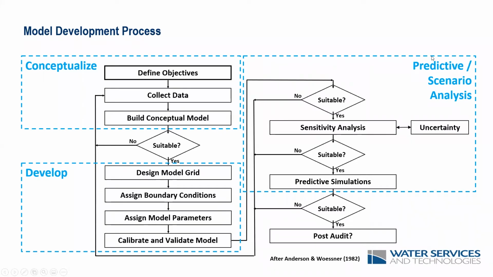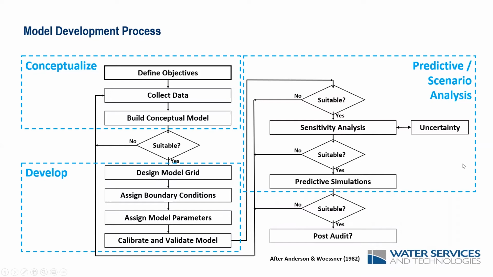Once our model is calibrated, then we are going to move into this third phase, which would be the sort of the predictive or scenario analysis. Here, we do a sensitivity analysis, which is essentially varying the values of the parameters that we have inserted in the model to see what really controls the flow system in our model, and to see if we have enough data to be confident that the properties or the actual parameters that we are using are the ones, in fact, that represent the system in the field.